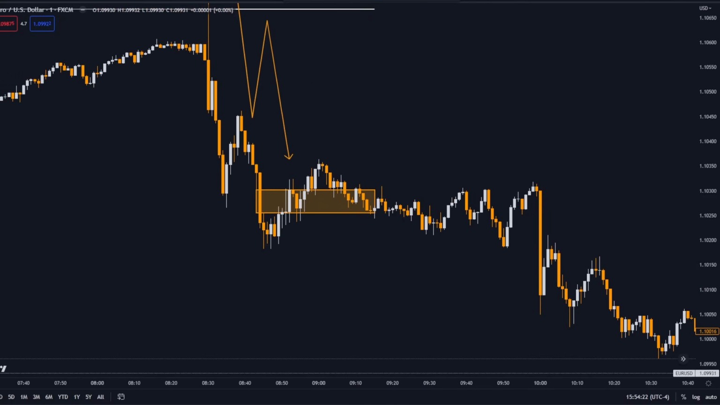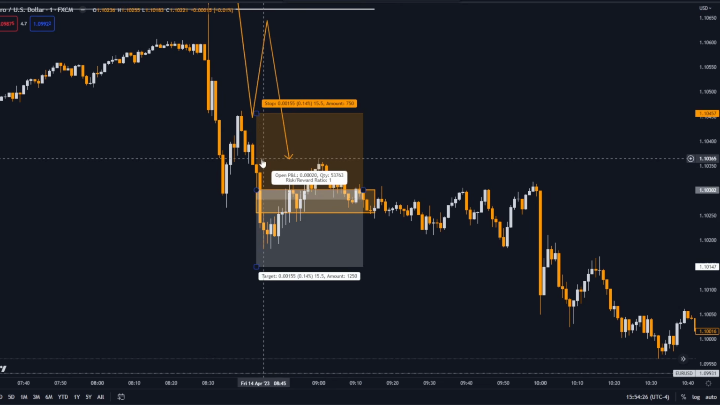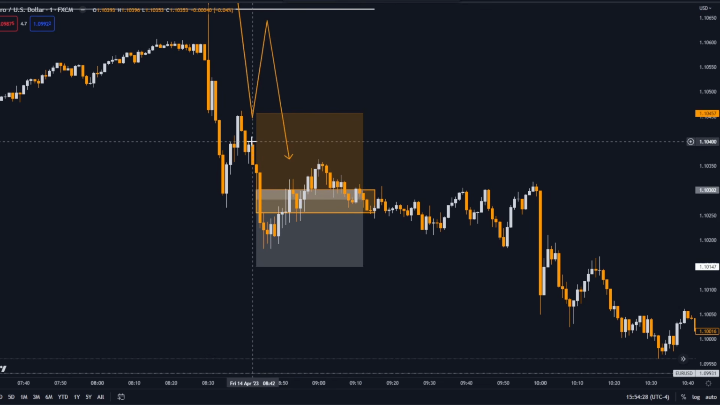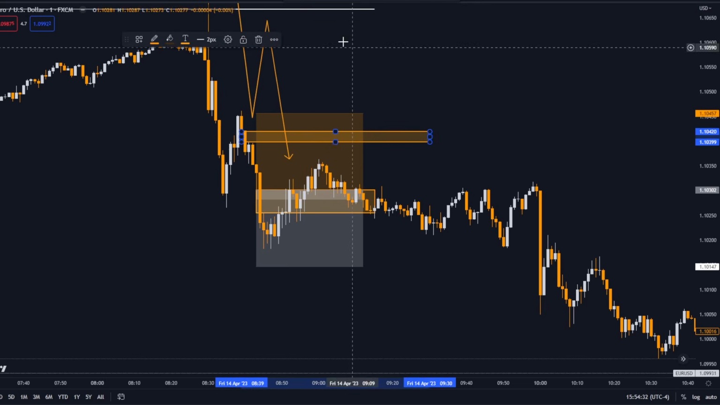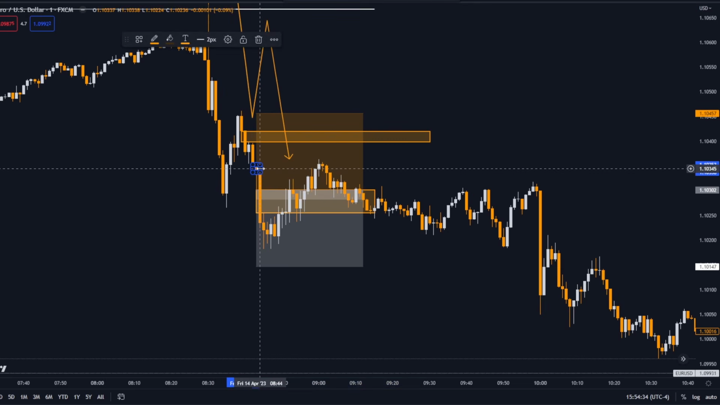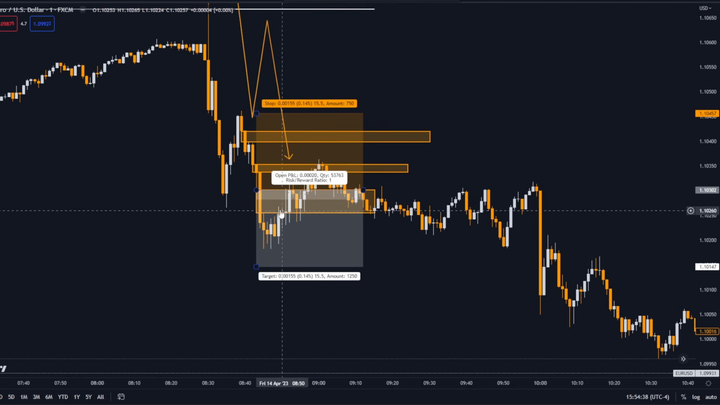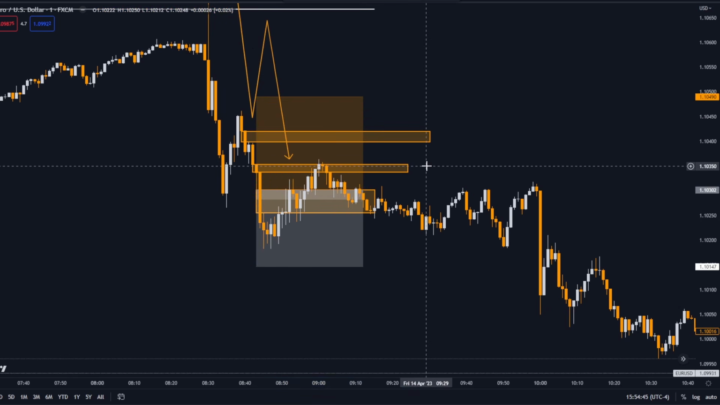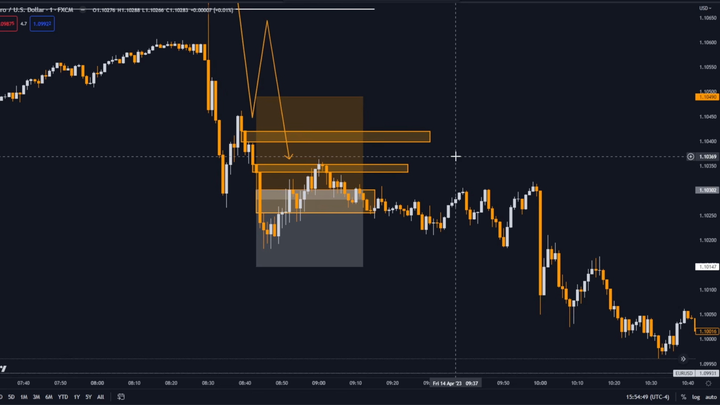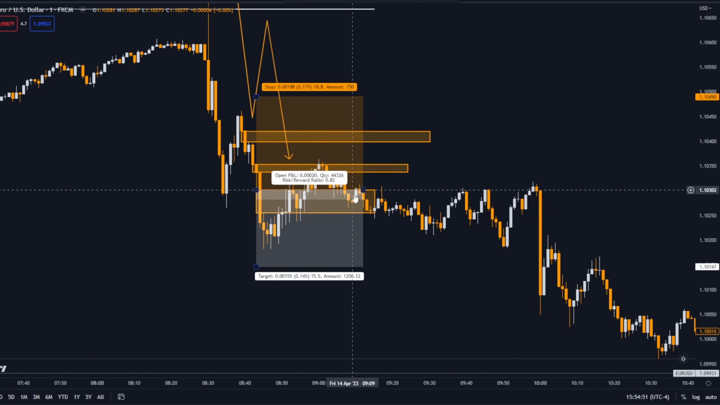Boom. Get into the short. Also have fair value gap here and here. So you could enter on any of these, you know. Lowest one, guaranteed entry, but bigger drawdown. Middle one, 50-50. Higher one, like no drawdown, but you're not guaranteed the entry.